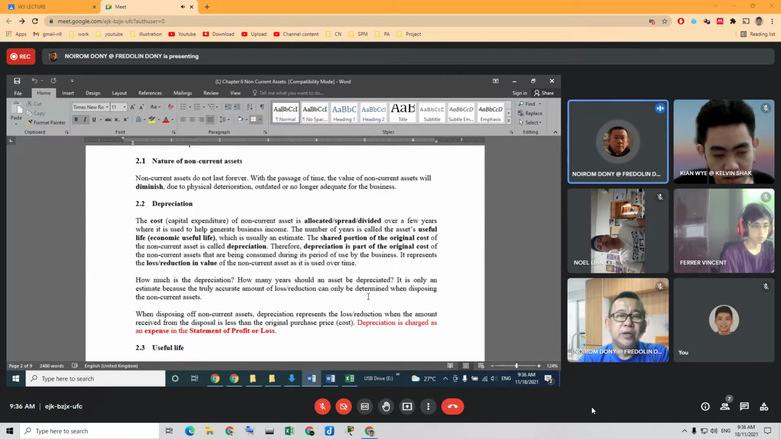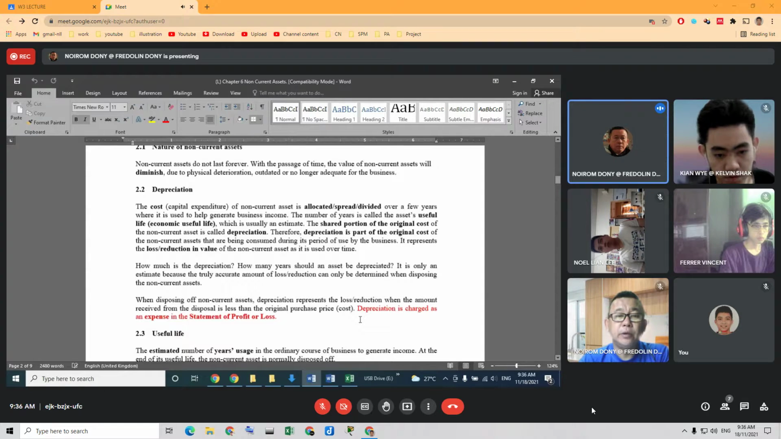Okay. So when disposing of, depreciation represents the loss, the reduction, when the amount received from disposal is less than the original purchase price. Okay, so depreciation is charged as an expense in the statement of profit or loss. So this is the accounting treatment. It will be charged as an expense in SPL.